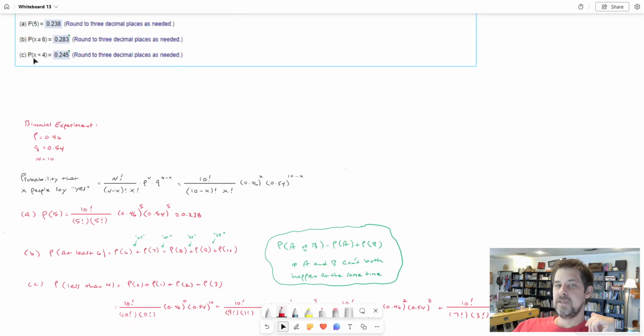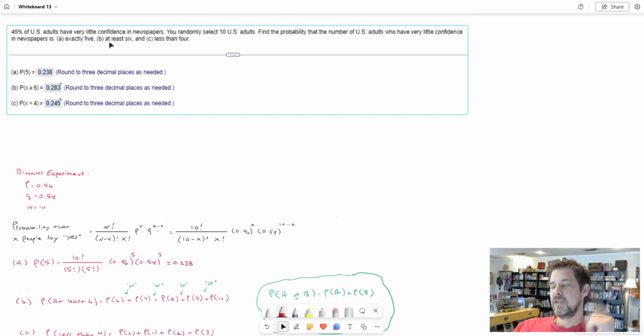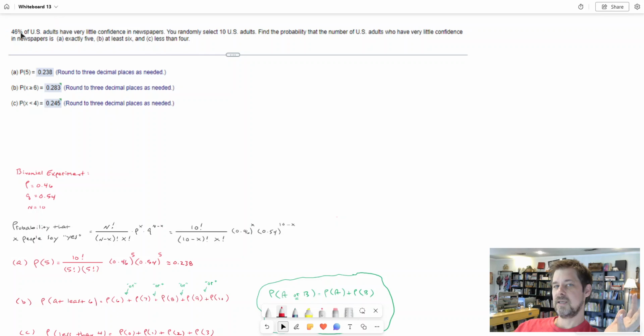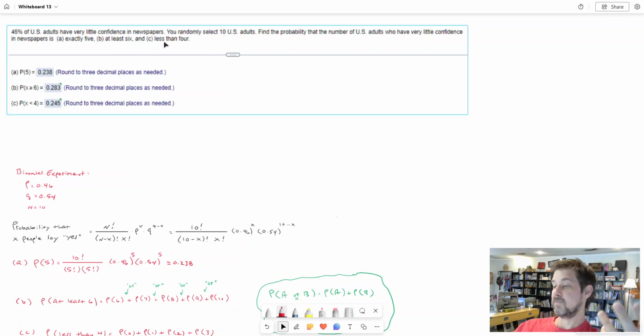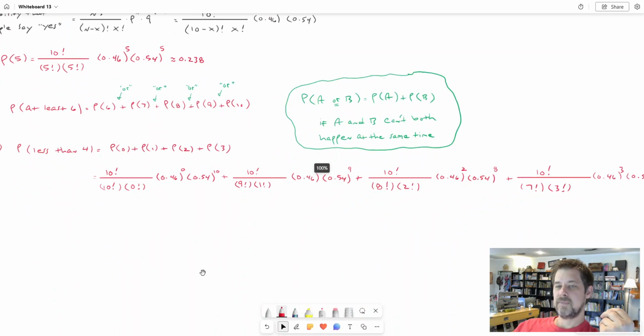Now in parts B and C, here's the way I would do it. Those are interpreted as, what are the odds that 6 or more, same thing as at least 6, of the 10 say yes to the question? And what's the probability that less than 4, or 3 or less? So to do those, I might think of it like this.